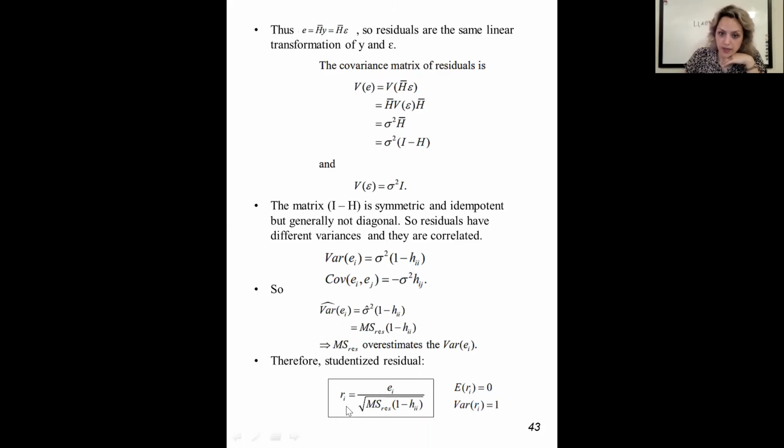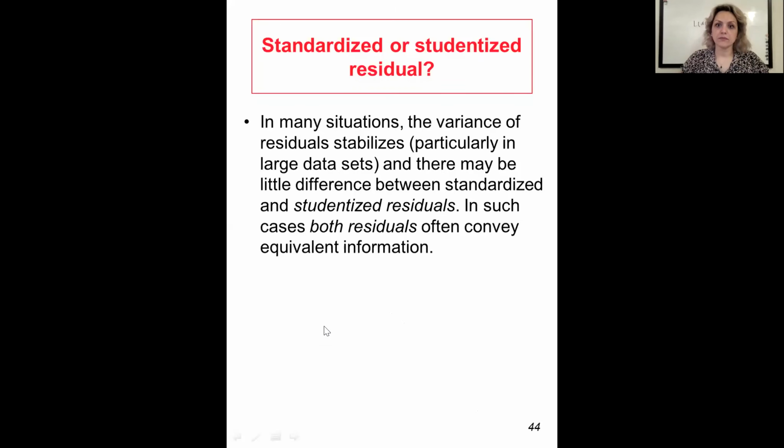So the studentized residual, which we show by r_i, is e_i, and in the denominator, instead of writing the square root of the MS of the residual, we would write the square root of the MS of the residual times 1 minus H_ii, using the hat matrix. Now maybe you have this question: for a studentized residual or a standardized residual, when do you want to use which of them?